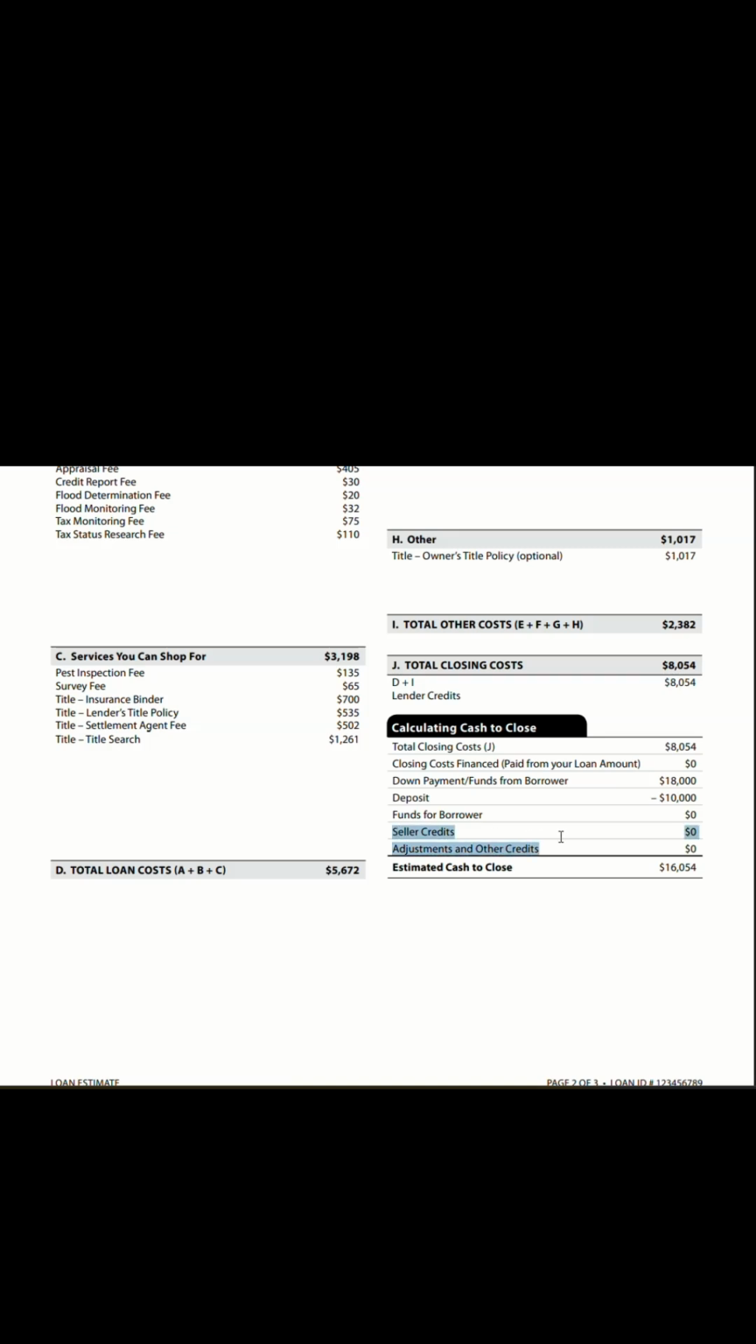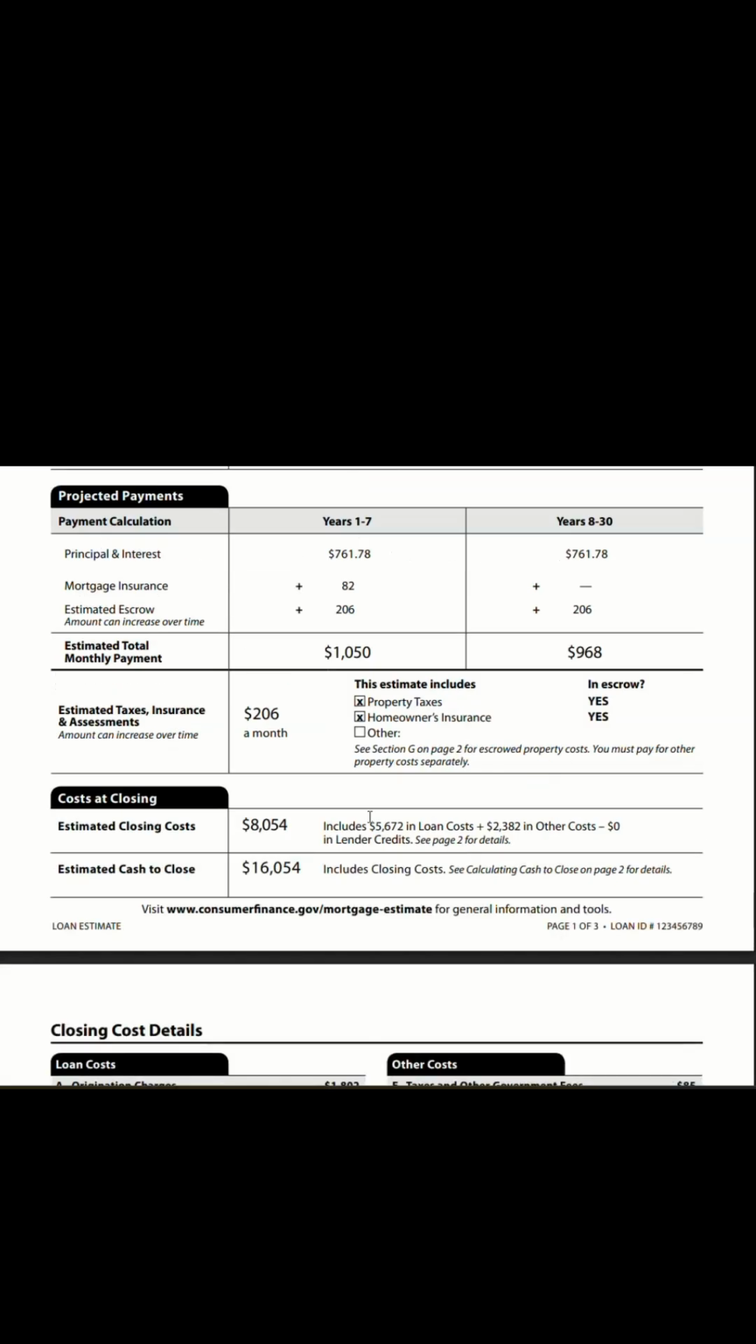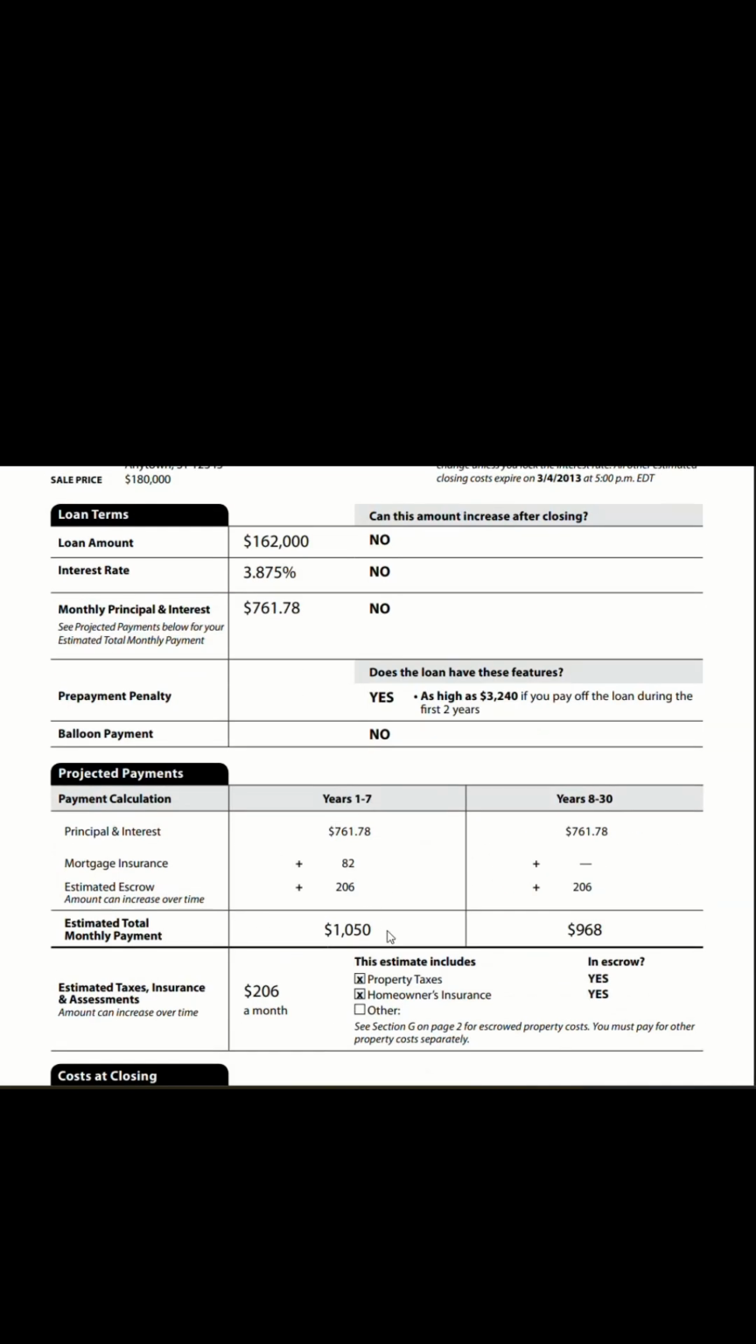Now down here, seller credits. This is one thing. There's no seller credits on this. In our market, seller credits are very common, especially for first-time home buyers. And this is where it's really important to work with your lender and your realtor in tandem. So when you present offers and you negotiate, you can make sure you're negotiating in a way that keeps your cash to close where you want it to be, as well as your mortgage payment.